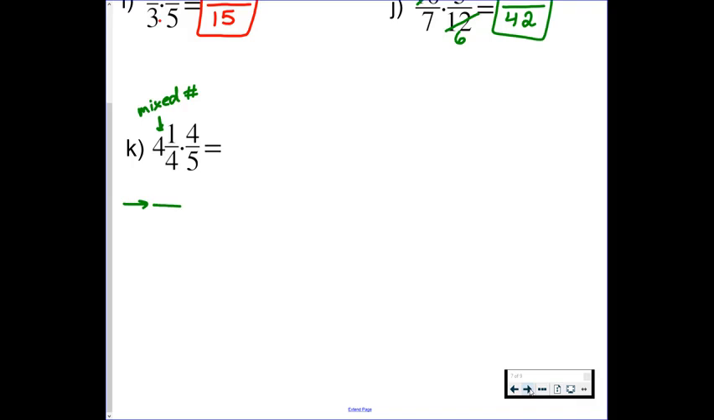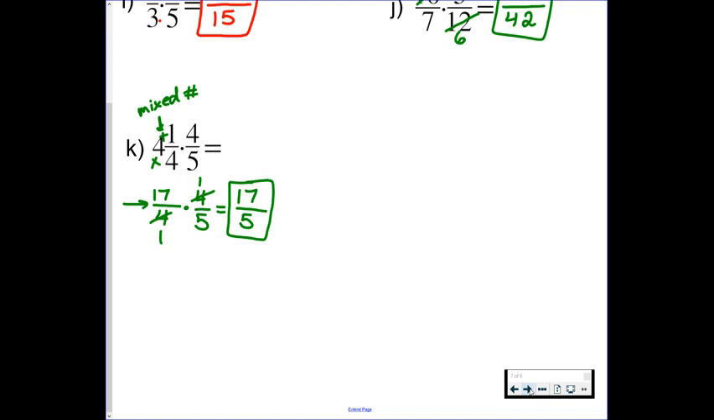Okay, so just to review, 4 is in the bottom. To get the top, I multiply and add. 4 times 4 is 16, plus 1 is 17, times 4 over 5. Okay. Now let's cross simplify. 4 and 4 are both divisible by 4, which I can make both of those a 1, and now multiply. 17 times 1 is 17. 1 times 5 is 5. And you can leave that as an improper fraction too.